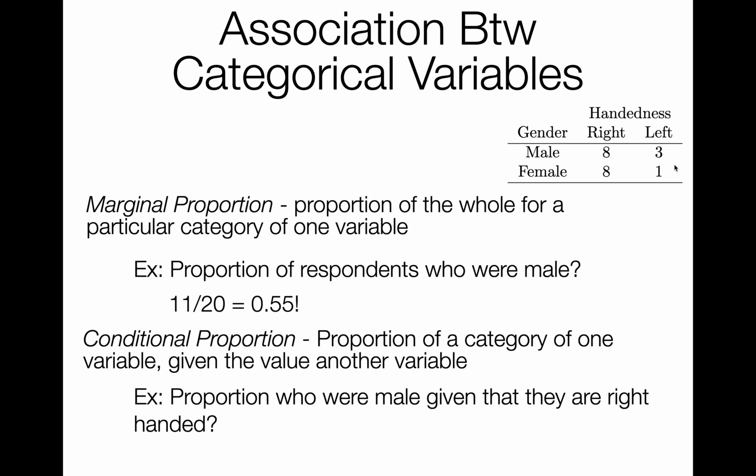When I ask a conditional proportion question, I'm going to change the denominator in my division problem. So I'm no longer looking at all of the people. I'm only looking at the people who are right-handed, and I get that from my given statement. So I already know that this person is right-handed. What's the probability that they were male?